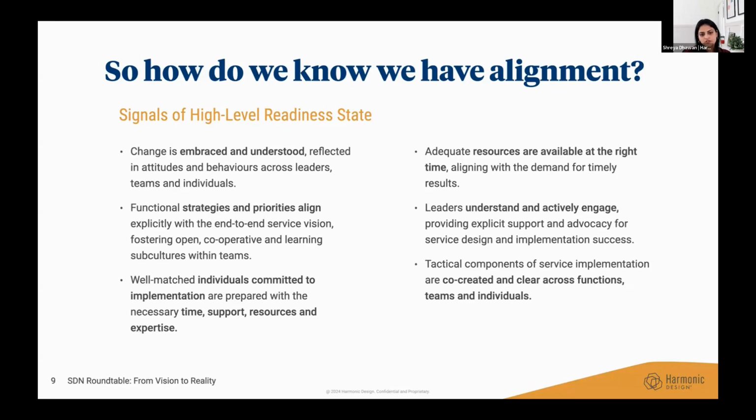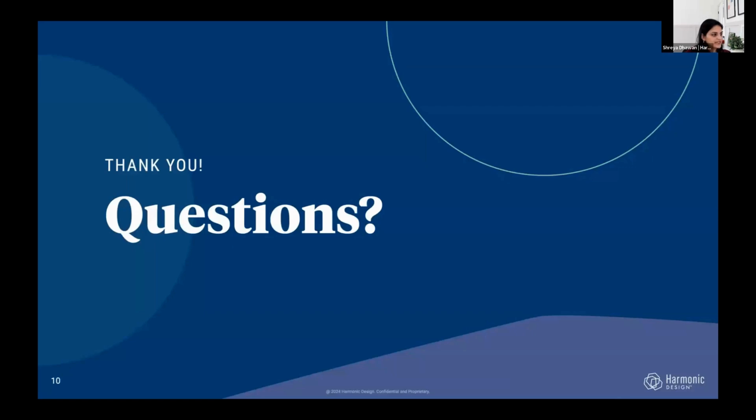And some of the others include leaders understanding and actively engaging and supporting their teams and advocating for service design and implementation success. So here are some of the ways you can start looking for signals to see if you have an organization that is ready to move towards implementation. And if not, hopefully use our framework that we've been working on to see if that helps you move things forward. Well, thank you. That was all.